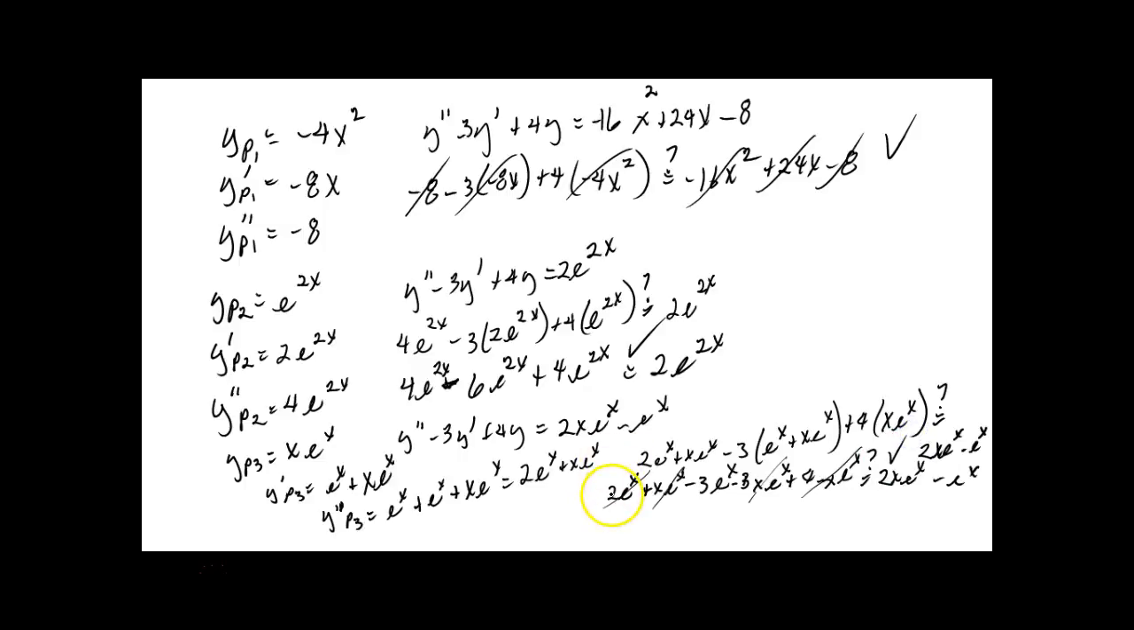And here we have 2e to the x minus 3e to the x would be minus e to the x, minus another one. Oh, that's our minus e to the x. These two add to minus e to the x. So sure enough, that does work.